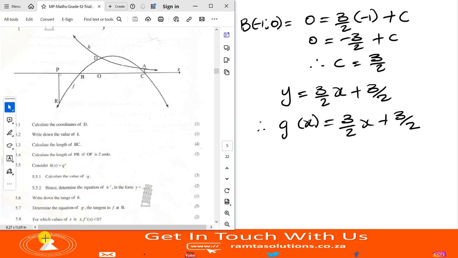Now, this one says, for which values of x is f prime x less than 0? Ooh, x times f prime x less than 0. 5.8. You must be careful with this one. What is f prime x? We said f prime x was -x plus half. So here, we must go to our diagram.